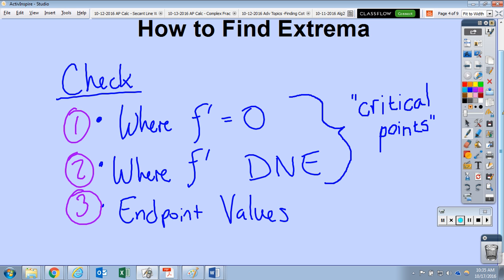So I understand the first one, you find the derivative and set it to 0, and that's when you solve it. But how do you do where it doesn't exist? Good question. Where it doesn't exist is when you have division by 0, or an even root of a negative. As long as it's within your interval. You don't care about issues that occur outside your interval.